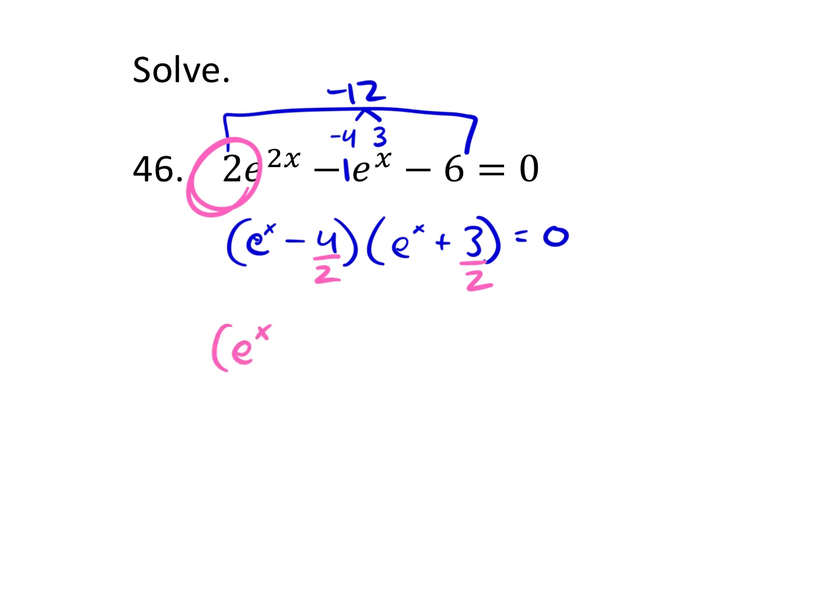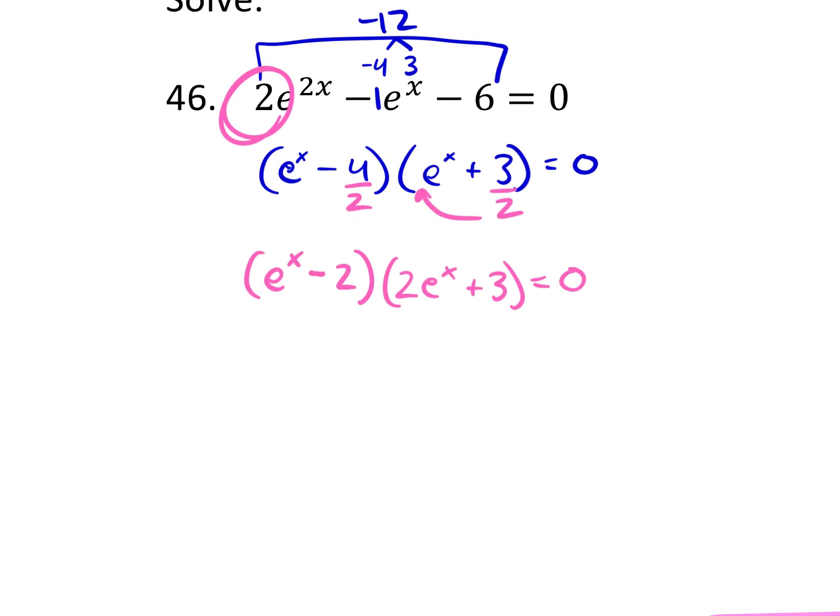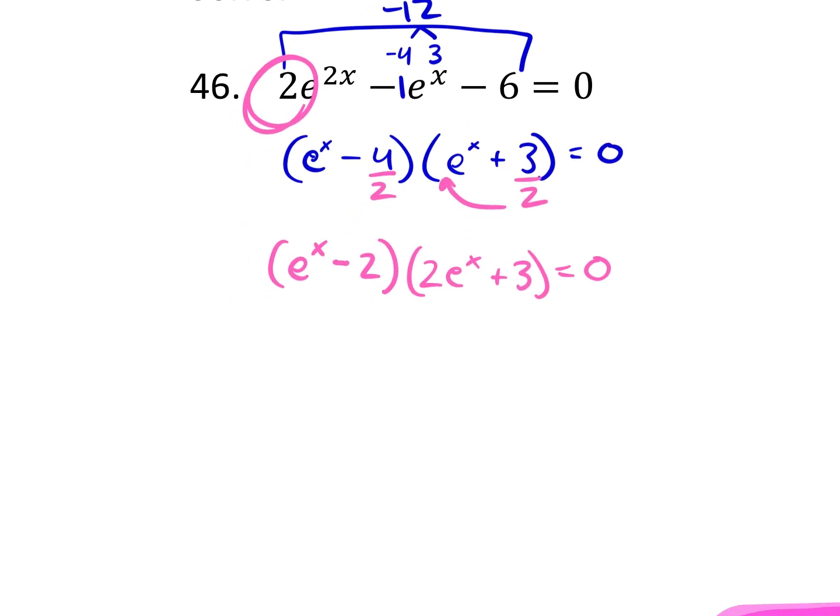So this would be e to the power of x minus 2 and 2 e to the power of x plus 3 equals 0. To solve, we'd set them both equal to 0. E to the power of x minus 2 equals 0. And 2 e to the power of x plus 3 equals 0. So e to the power of x equals 2.